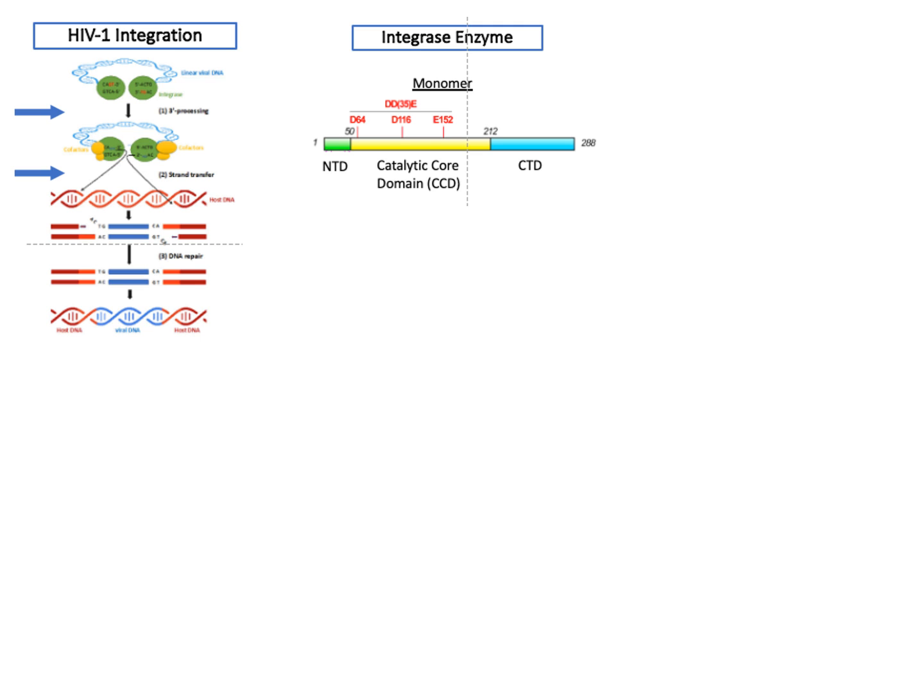Two chemical steps are required for HIV-1 integration into host chromosomal DNA: 3' end processing, in which integrase cleaves 2 nucleotides from each 3' end of viral DNA, and strand transfer, in which integrase inserts the ends of the viral DNA into the target chromosomal DNA.